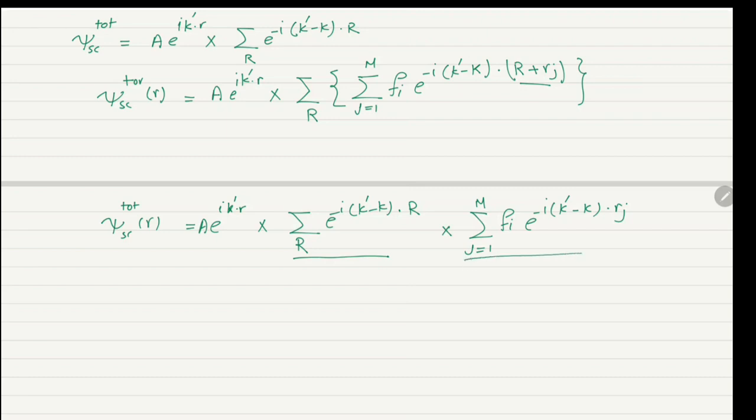And the last term, involving the sum over all j, needs to be considered only for those special values when k prime minus k equals G, and therefore S_G equals the sum over all j from 1 to m of f_j e to the minus i G dot r_j. S_G in this case is known as the structure factor.